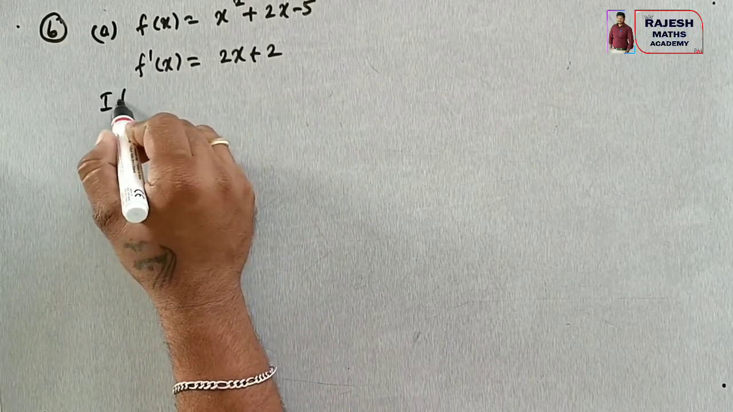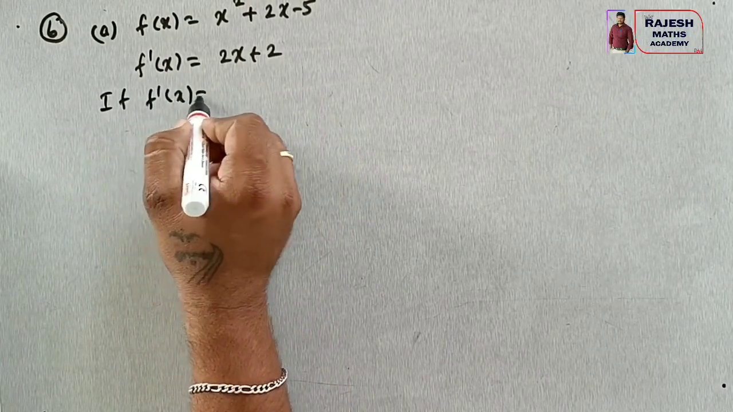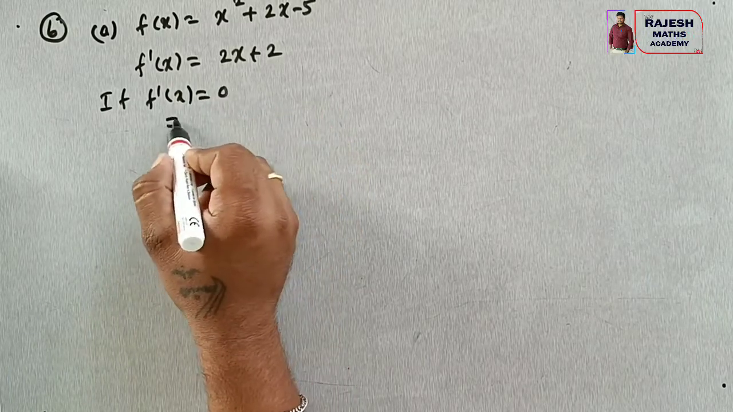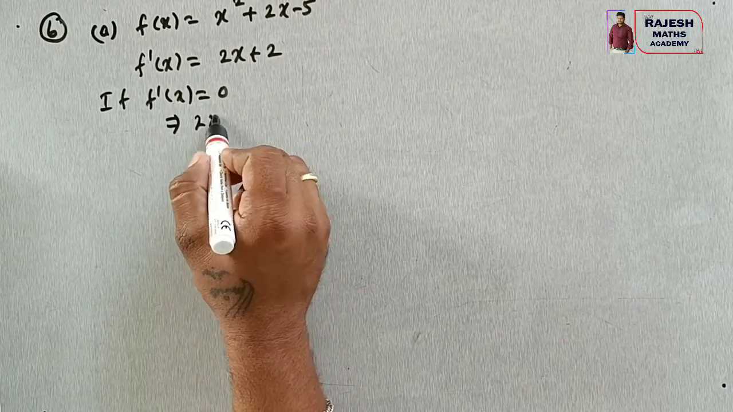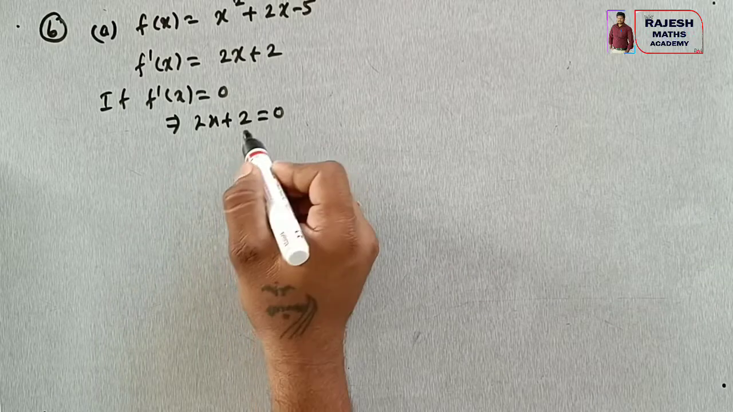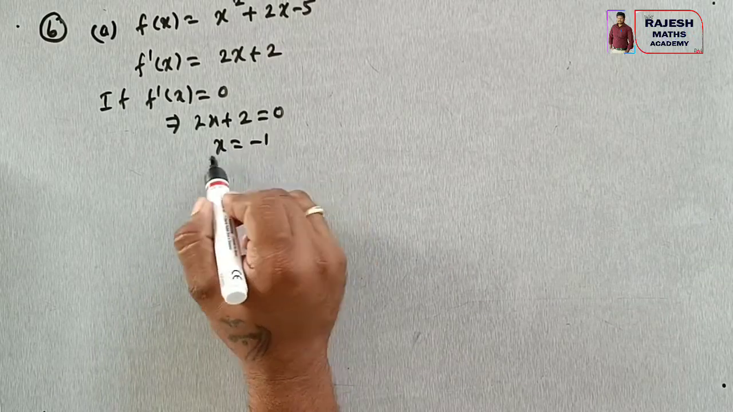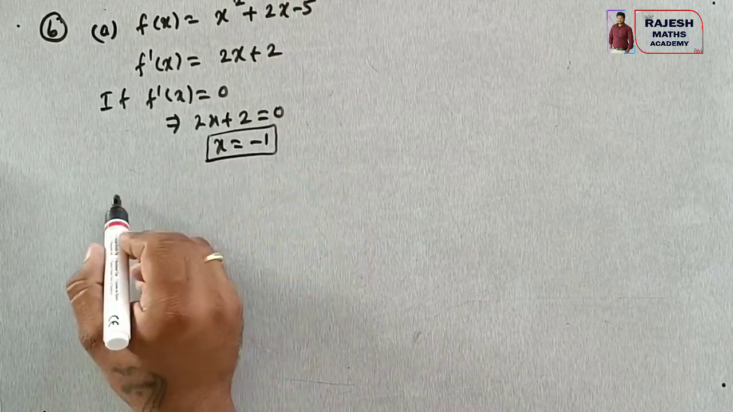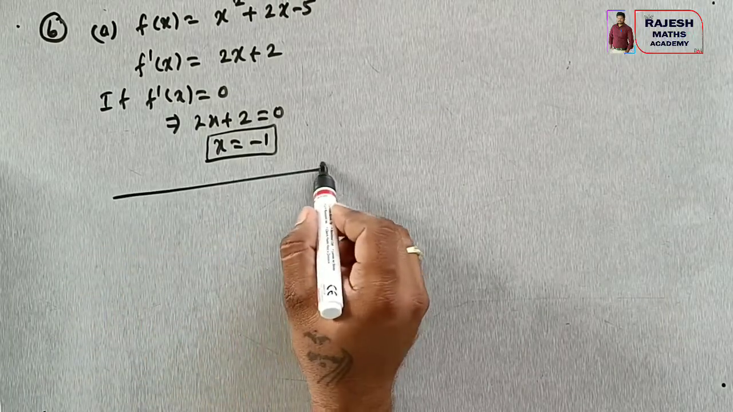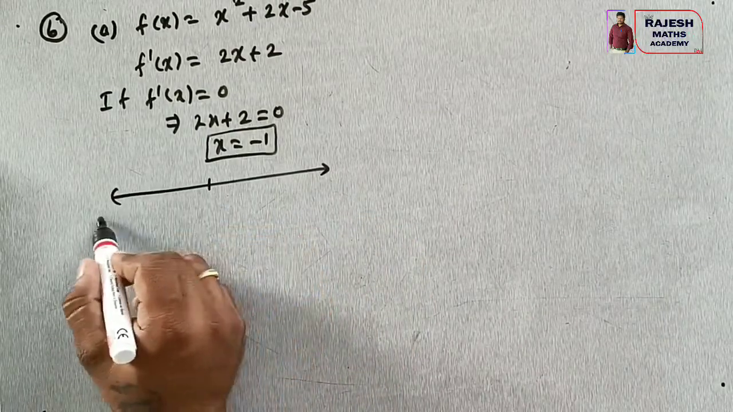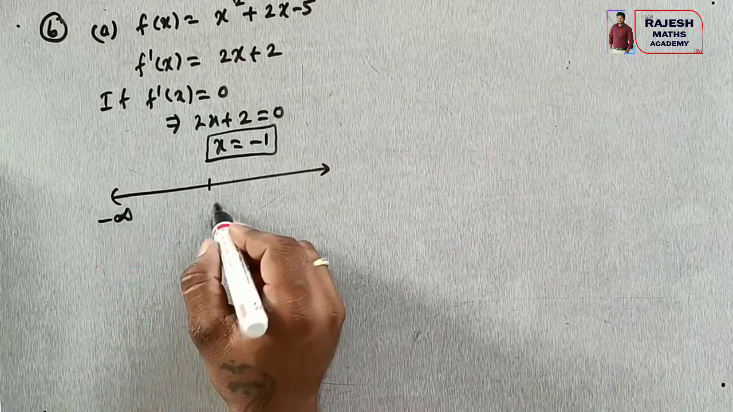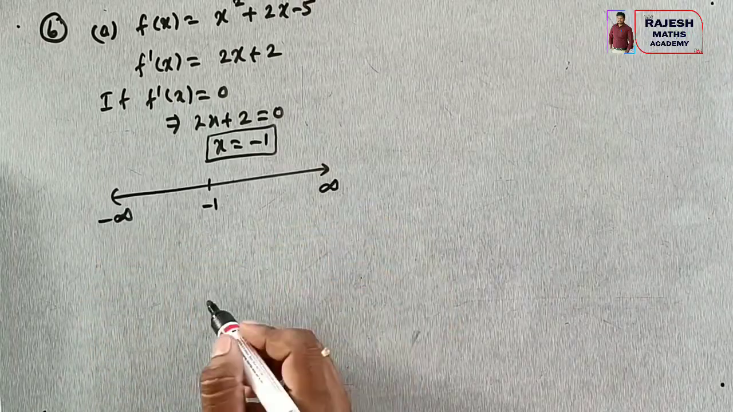Now how to get the critical point? That is, we are going to take f dash of x equal to 0. So if f dash of x equal to 0, this implies 2x plus 2 equal to 0. So x value will be minus 1. So my number line will be split as minus infinity to minus 1, minus 1 to infinity.